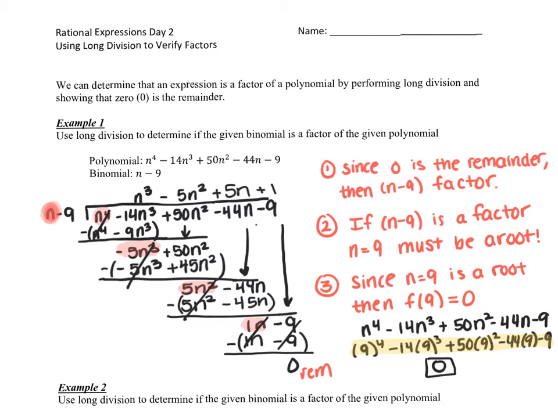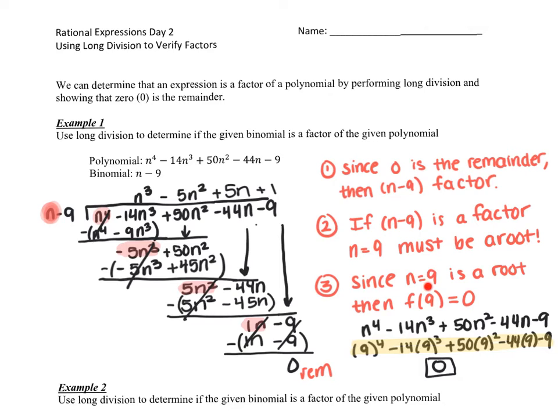So those are the three conclusions that we definitely want to make if we get 0 as a remainder. Just to recap, if 0 is a remainder, then n minus 9 has to be a factor. And if n minus 9 is a factor, then the opposite sign, n equals 9, must be a root.